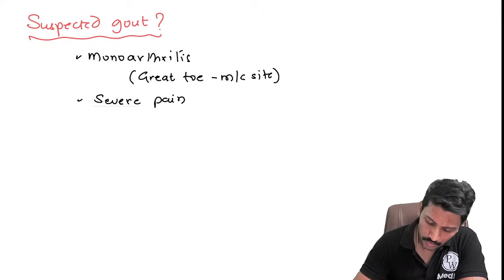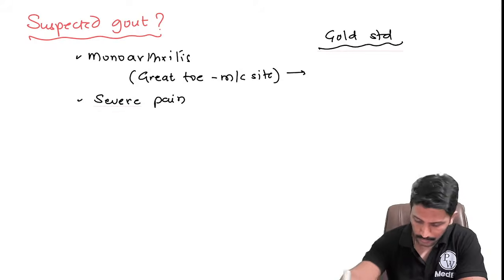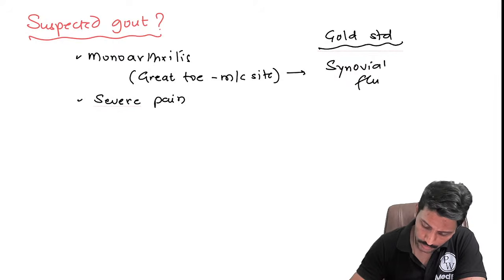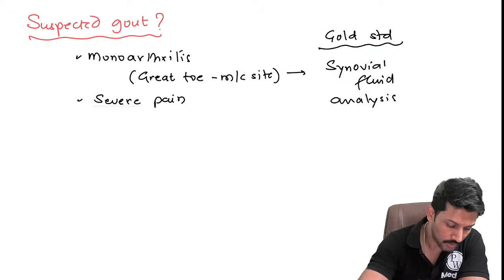After that, the gold standard, once you have suspicion, the gold standard for diagnosis. What is the gold standard for diagnosis? It is the synovial fluid analysis. And what do I get on the synovial fluid analysis?